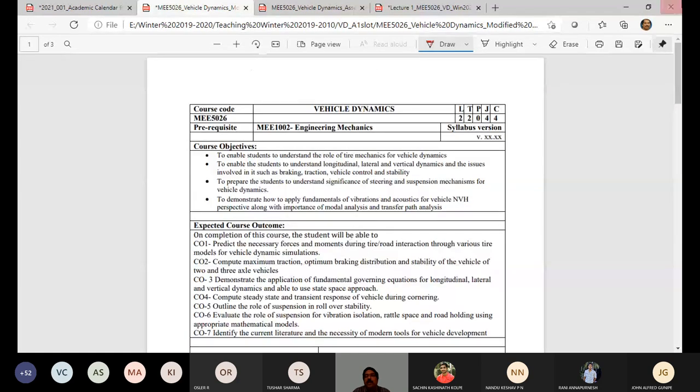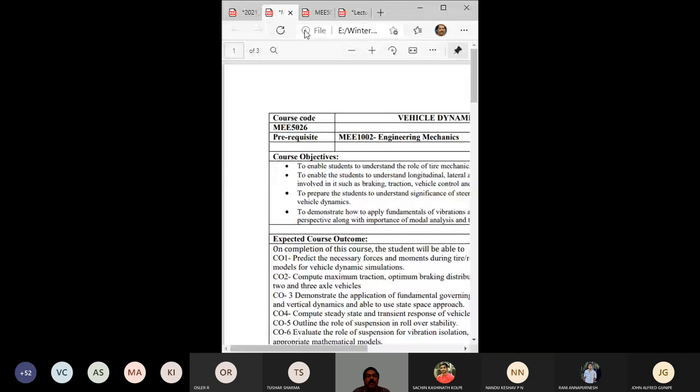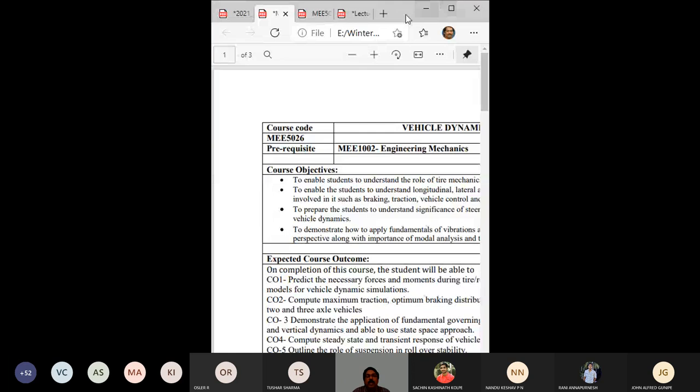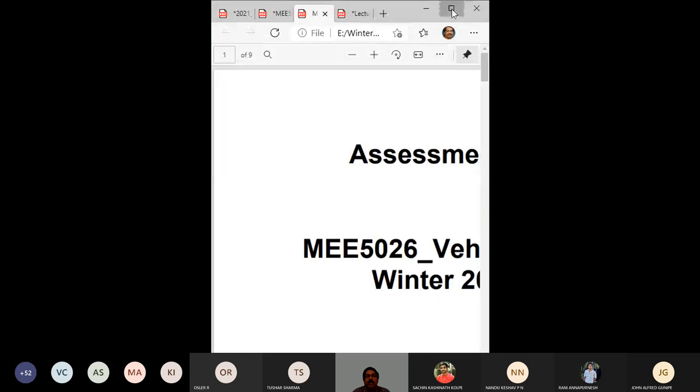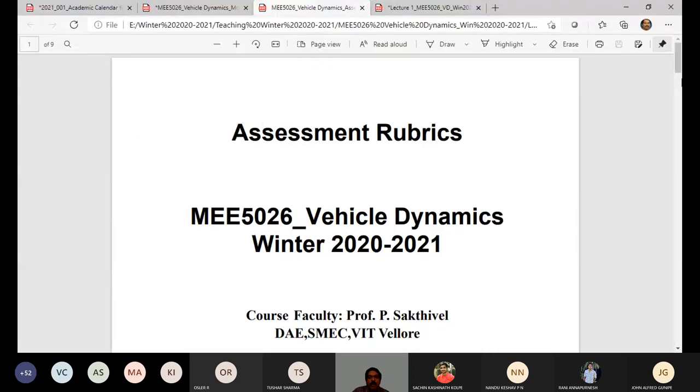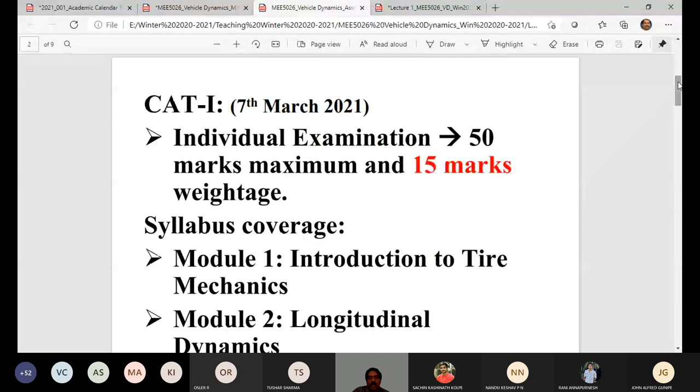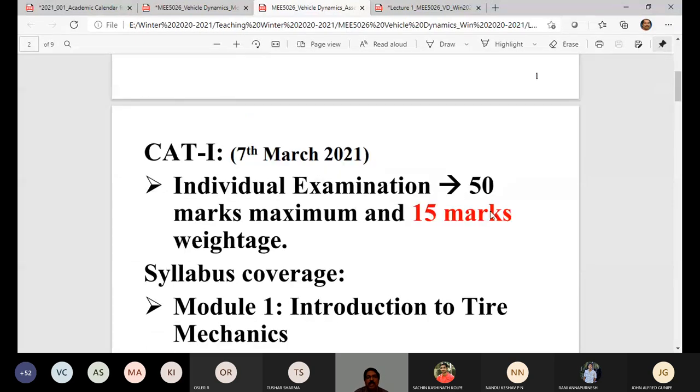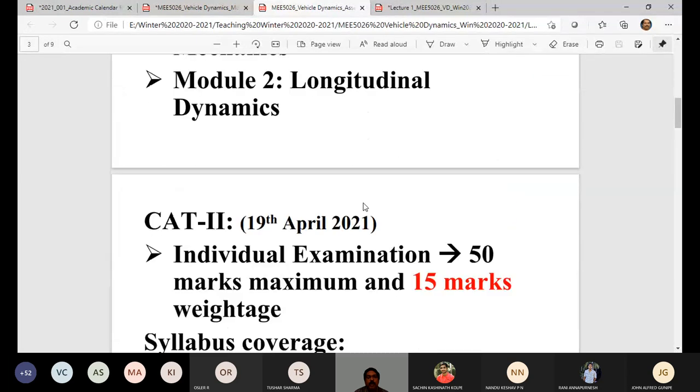And another important thing is this one. What is that? This is the assessment rubrics. So look at this, these are your assessment rubrics for the course. Quickly I will go through. CAT 1 on 7th March is an individual exam, a 50-mark examination maximum, and 15 marks weightage. You know that already, one semester finished. So the syllabus coverage expected is module 1 and module 2.